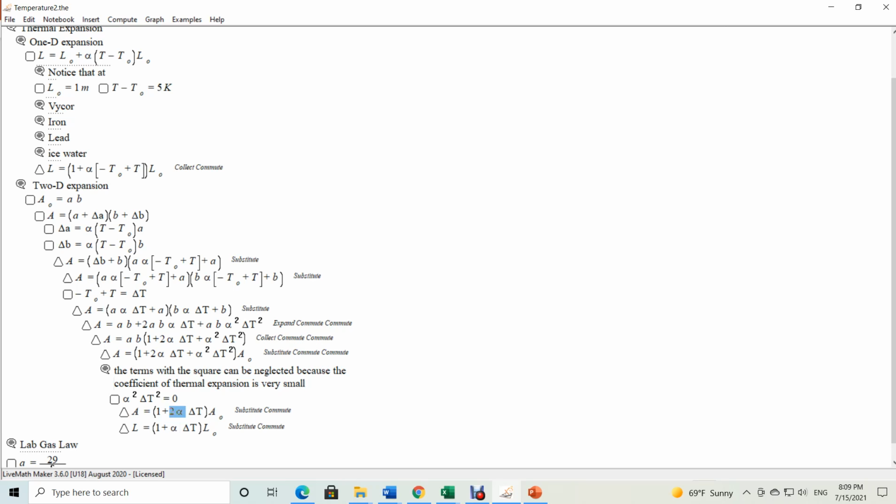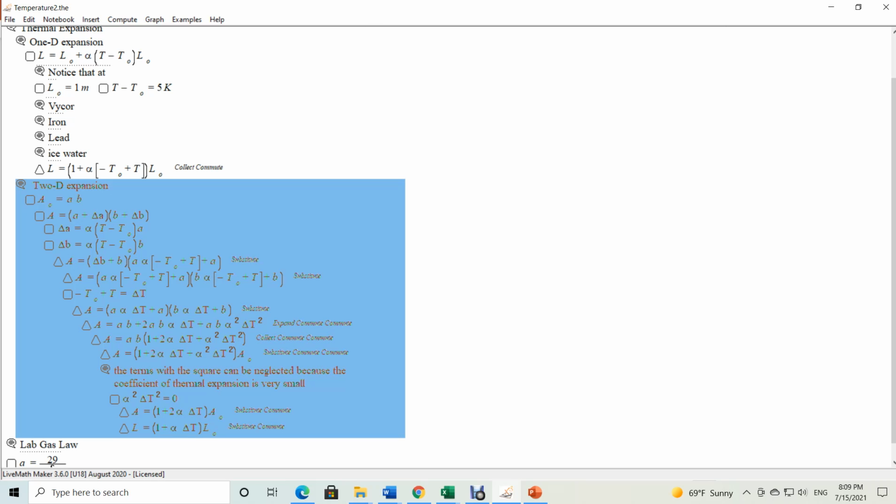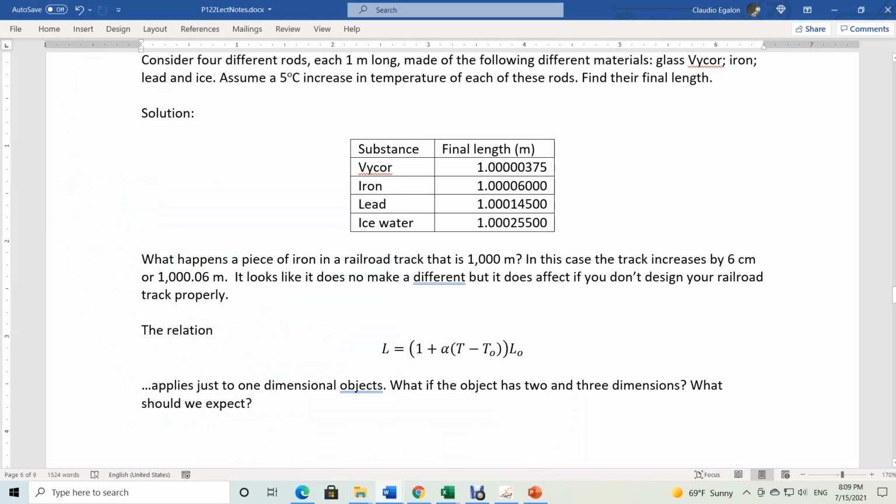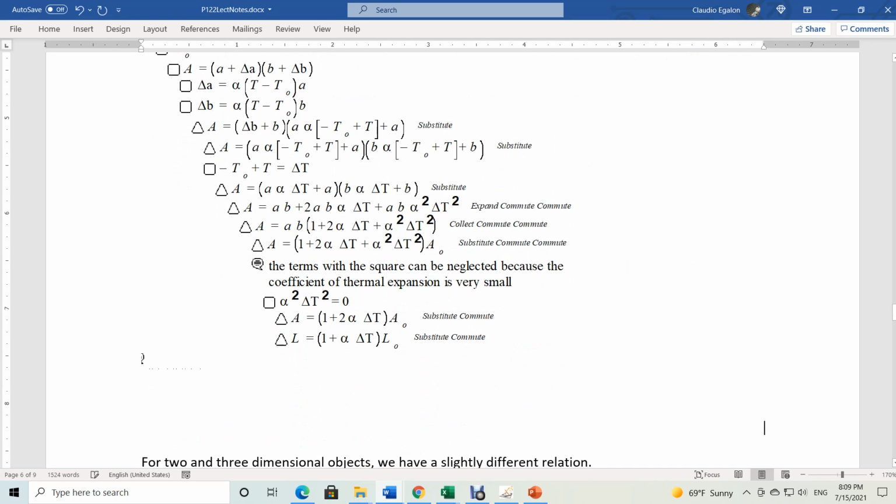Okay, I'm going to copy this one to my notes so you can have that documented. Here you go, step by step for you.